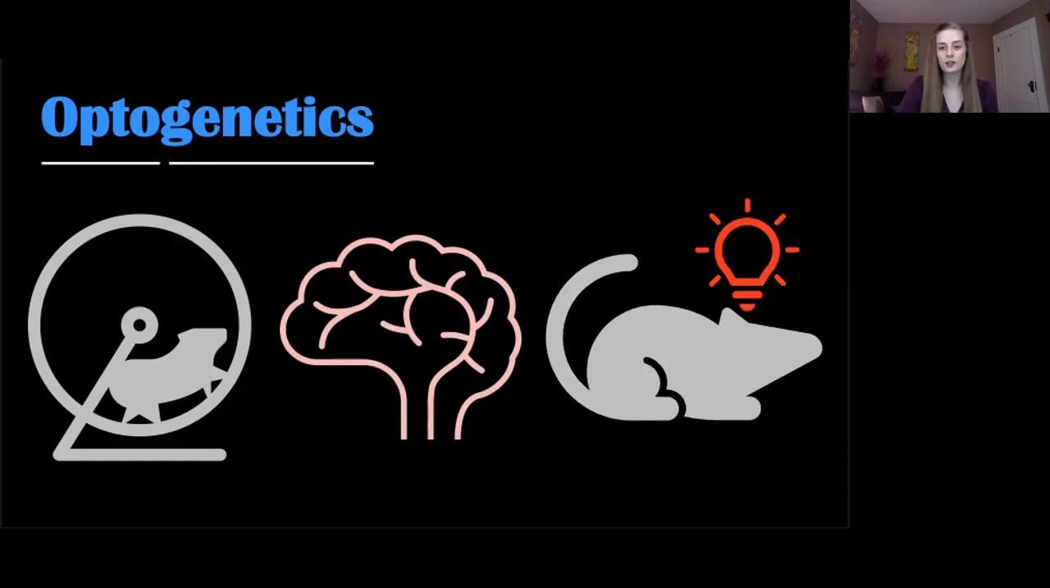Now, this is just one example of how optogenetics can be used in science. But all in all, optogenetics is an incredibly useful tool that can allow us to discover how neurons connect and work together during different types of activities. And this allows us to further our overall understanding of how the brain works.